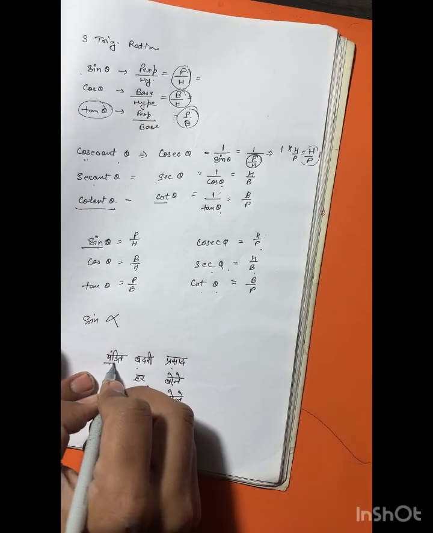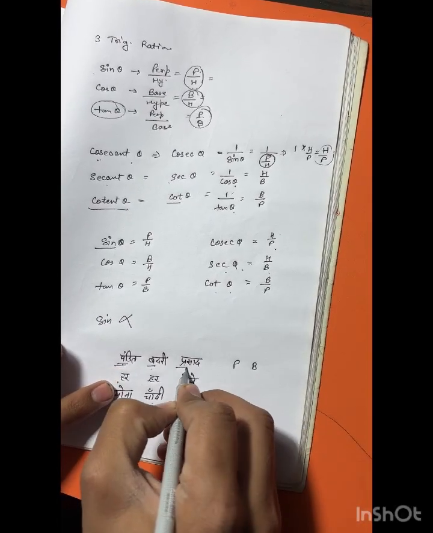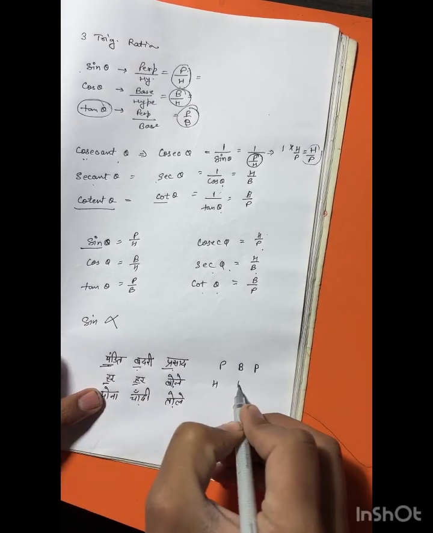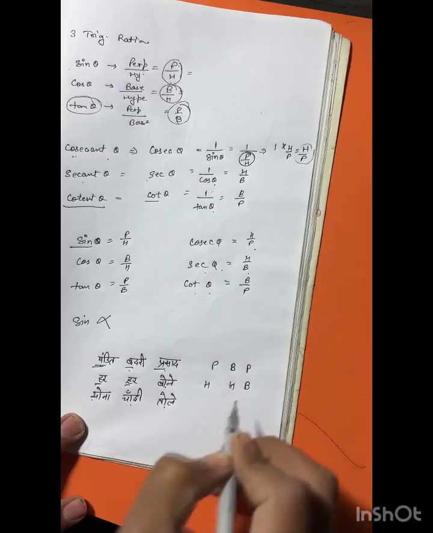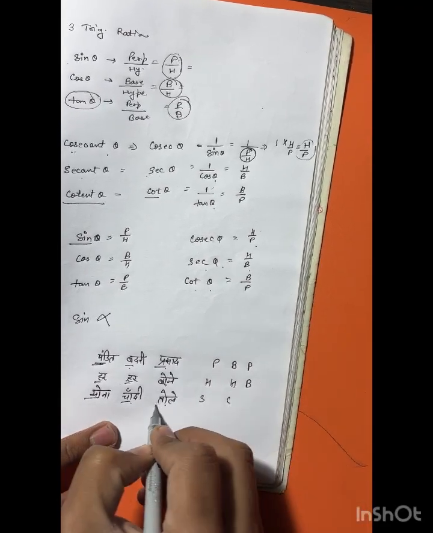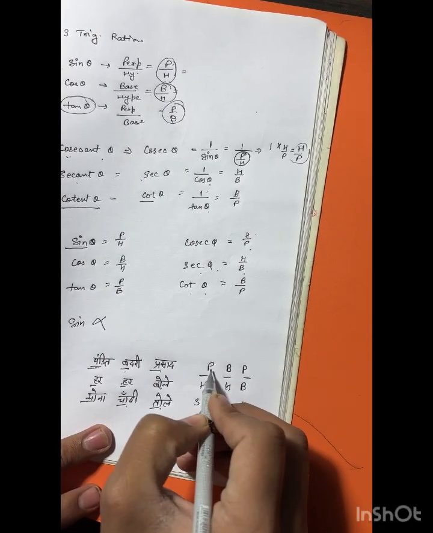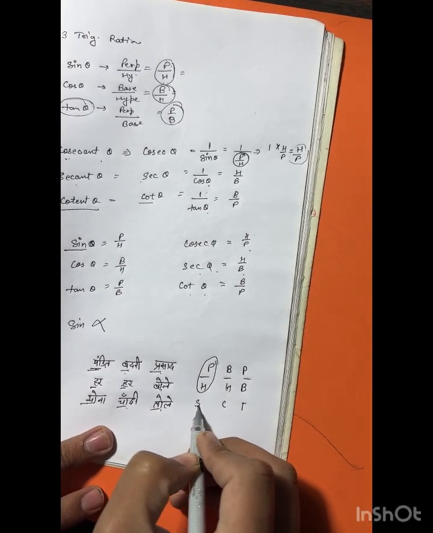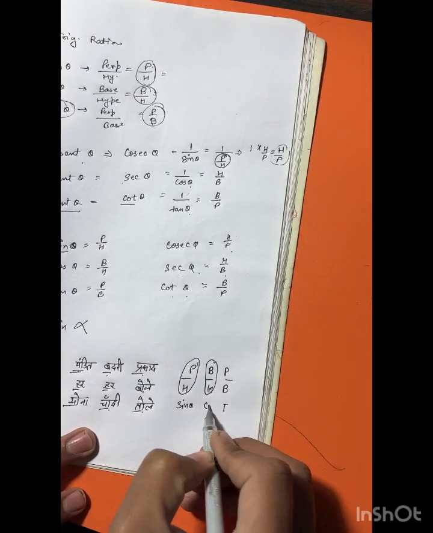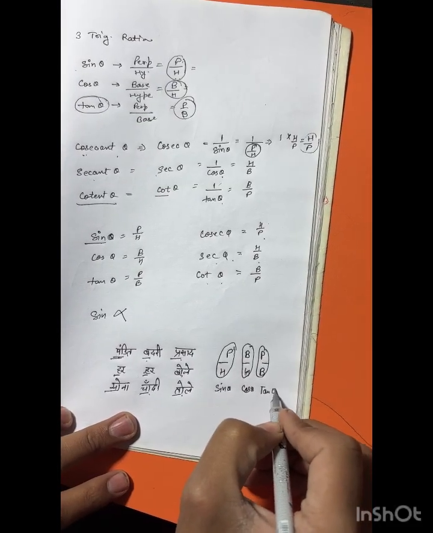So we can write Pandit as P, Badri as B, Prasad as P, Har as H, and Bole as B. And Sona is S, Chandi is C, and Tole is T. Got it or not? P upon H is S. S means sine theta. B upon H means cos theta. P upon B means tangent theta.